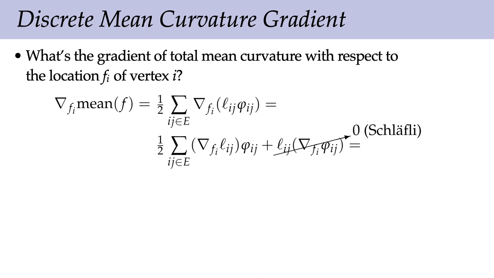And then what's left is to figure out what's the derivative of edge length with respect to the location of one of the two endpoints. And so we have an edge between fi and fj, and we have the quantity Lij, the length of the edge. What direction should I move fi so that this edge length increases as quickly as possible?